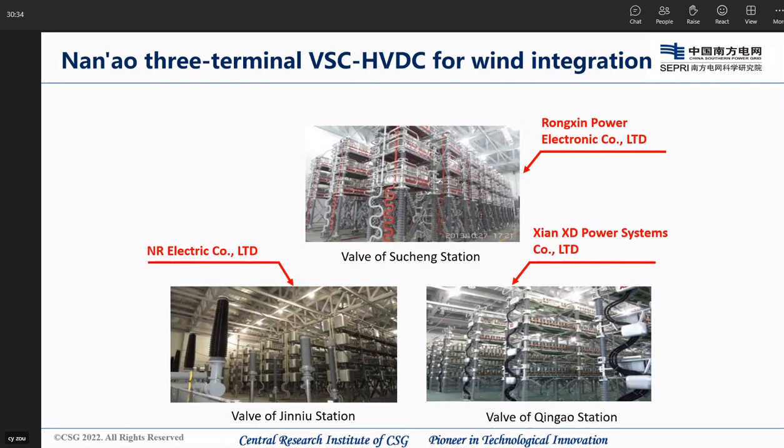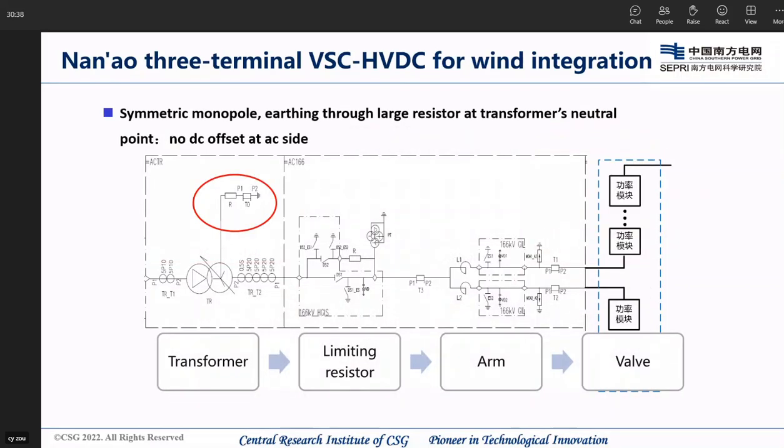The symmetric monopolar configuration is adopted in the project because this is the simplest configuration in an HVDC system. The system is grounded by a large resistor at the transformer's neutral point. As you can see here, it is grounded here. There is no DC offset at the AC side, so the transformer is an ordinary step-down transformer.